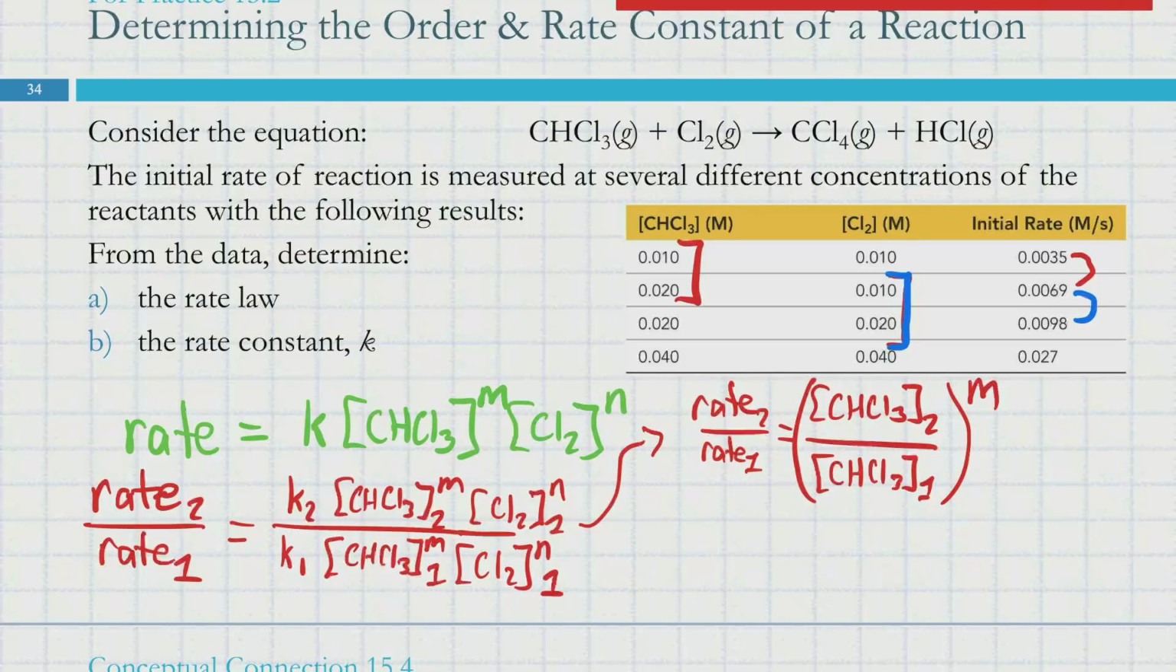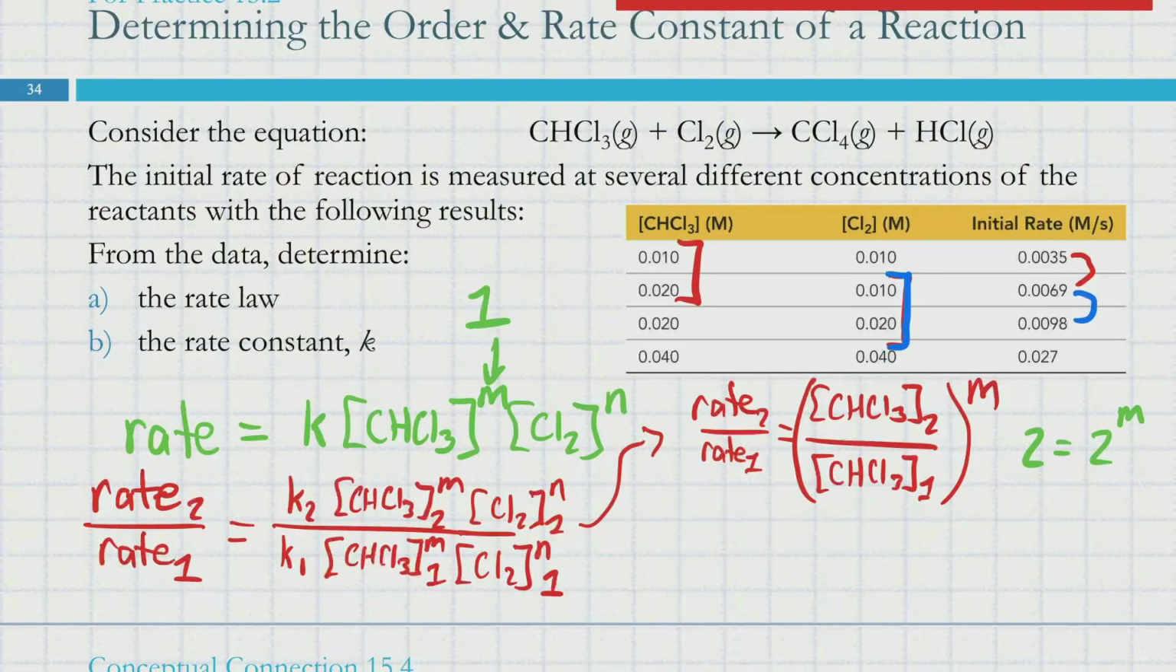If you're quick with rough approximations or some math, 0.02 over 0.01, we've doubled it, right? Double the concentration, 0.0069, 0.0035, we've about doubled it. I'm going to say that's close enough that it's probably just experimental error. So this turns into 2 equals 2 raised to the m power. What do we think m is? M is 1. So we've determined that this reaction is first order with respect to CHCl3.